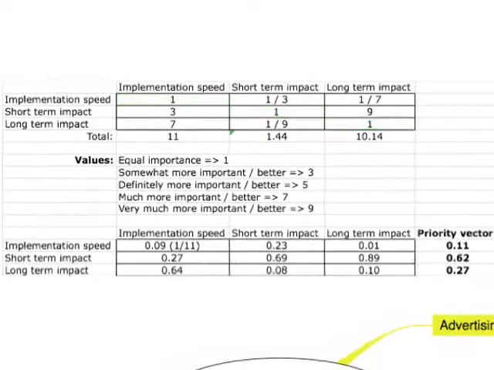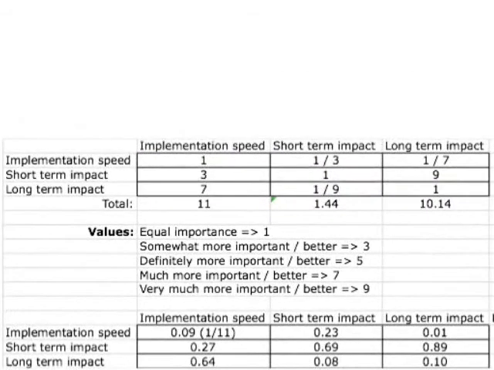In our example, we have just 3 things that we're interested in: implementation speed, short-term impact, and long-term impact. In this case, we're saying that implementation speed is somewhat less important than short-term impact and much less important than long-term impact. Short-term impact is very much more important than long-term impact because we really want to make a buzz right now, and that's what we're focusing on.